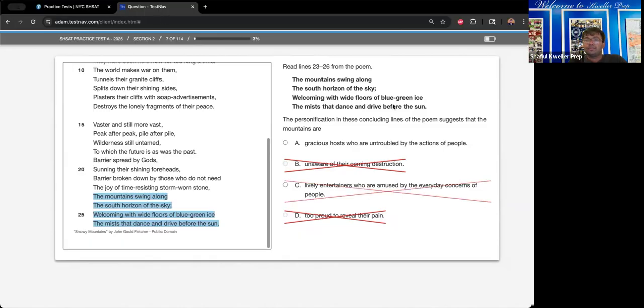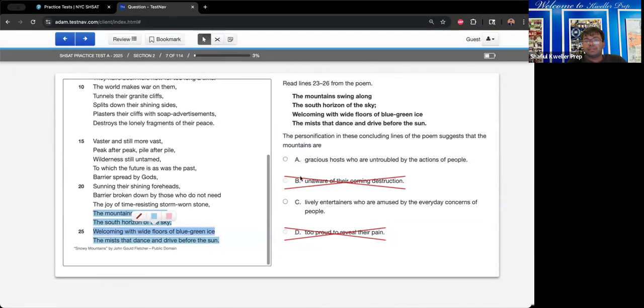So someone says, "Who are gracious hosts?" Where does it say that? Oh, mountains. It should just be the mountains are the gracious hosts, welcoming with wide floors of blue-green ice. This is what the mountains are doing. So the answer should just be A, I believe.